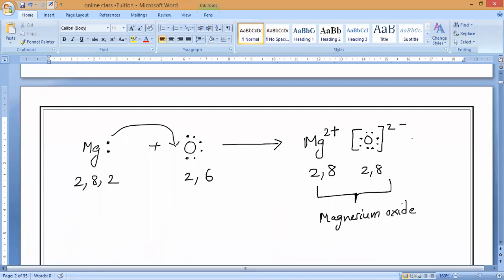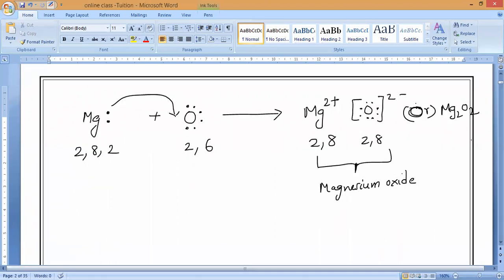Magnesium oxide. What is this called? We can write Mg2O2. Yes or no, guys? Mg2O2. But if the numbers are the same, what do we have to do? We have to write it in the lowest ratio. Lowest numbers you should write. So it turns into magnesium oxide. Do you understand?